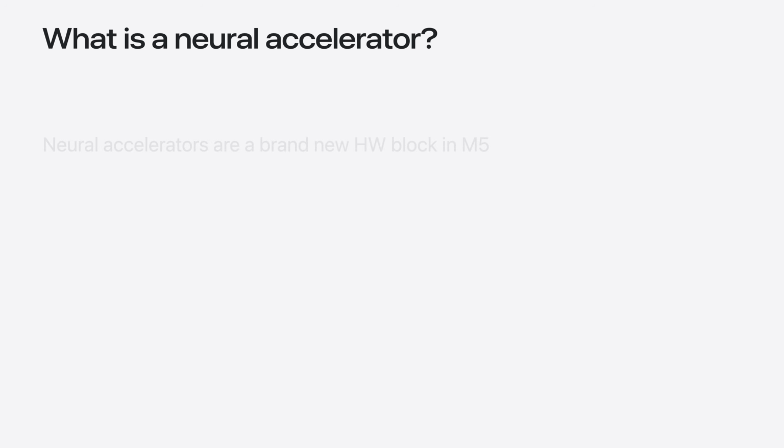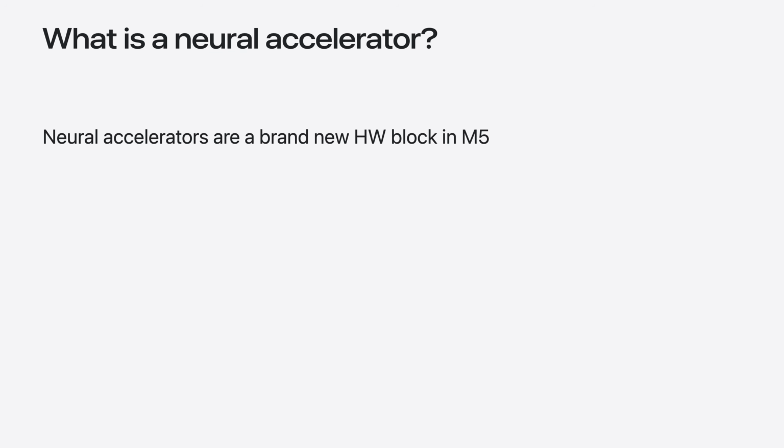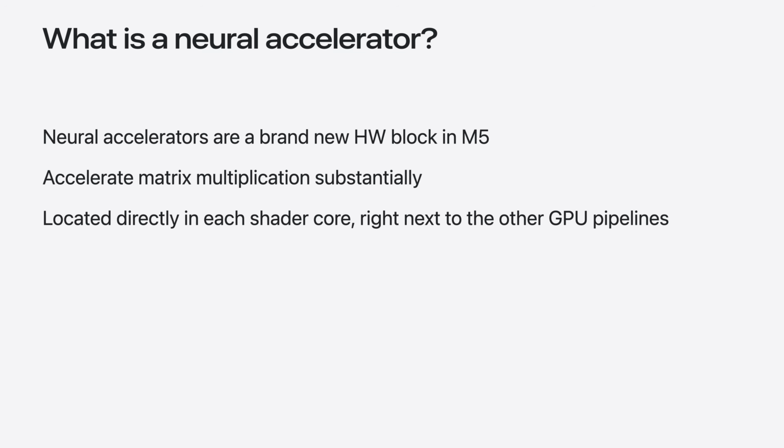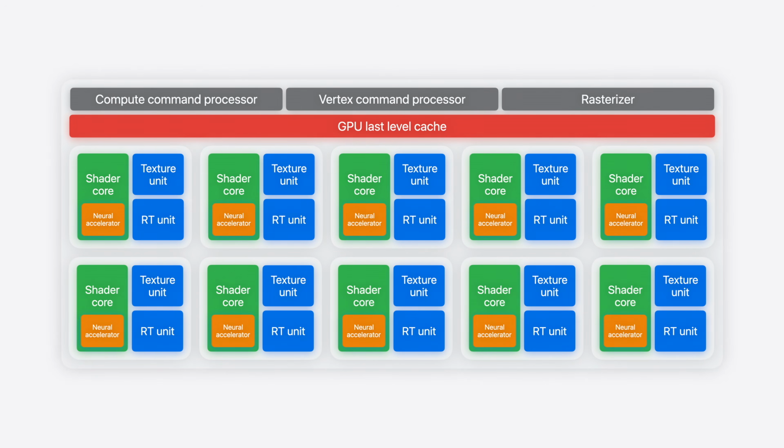A few key points. Neural accelerators are dedicated hardware in M5, purpose-built for matrix multiplication. They're built into each shader core right alongside the other GPU pipelines such as ALU, ray tracing, and so on. This makes them inherently scalable and efficient for algorithms that mix matrix multiplication with traditional ALU operations. Here is a simplified diagram of the M5 GPU. It contains the shader cores arranged behind the last level cache, alongside the command stream processors that load vertex, fragment, and compute programs onto the cores.